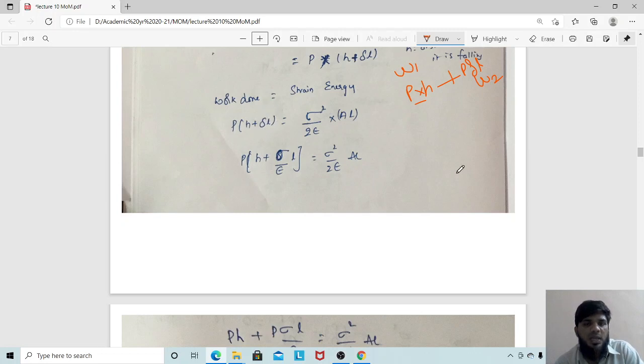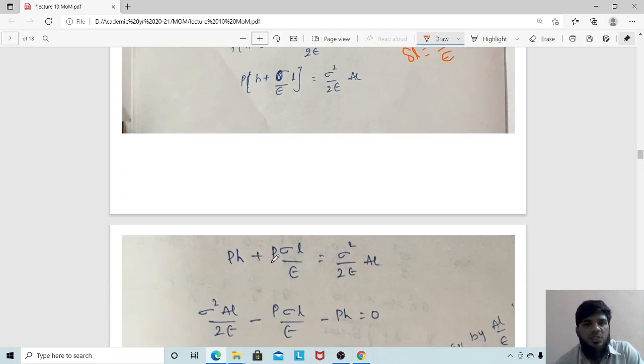We already know delta L is nothing but sigma L by E. Every time you have to remember that delta L, because this whole first chapter is completely based upon your deformation formula. Either you can take it as PL by AE or sigma L by E. So here we are considering it as sigma L by E, into sigma square by 2E into volume, which is always A into L, that is area into length of the material. So PH plus P sigma L by E is equal to sigma square by 2E into AL.